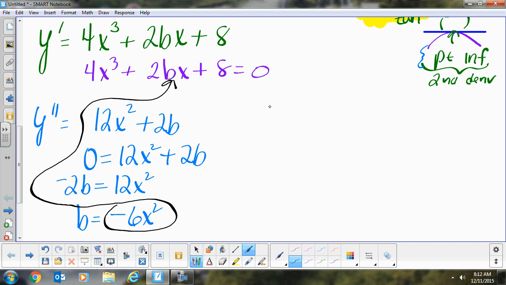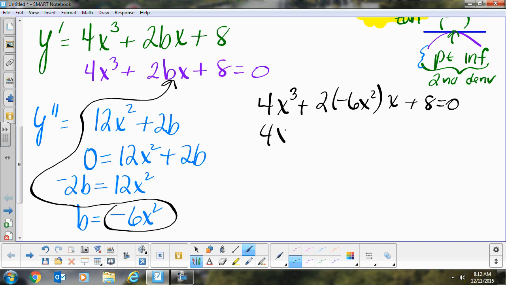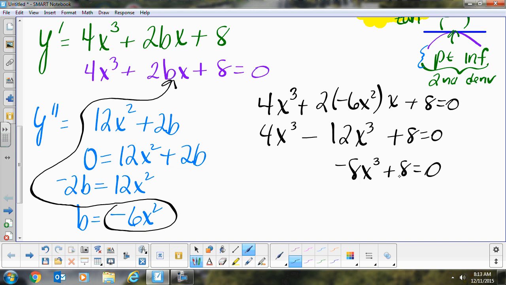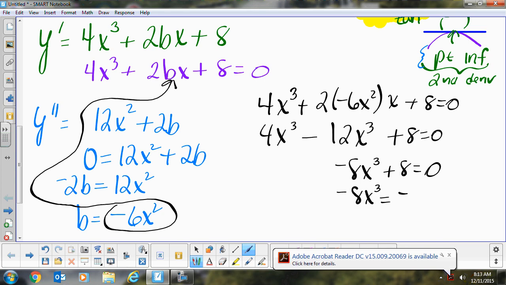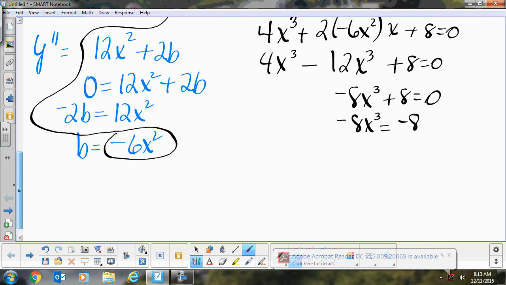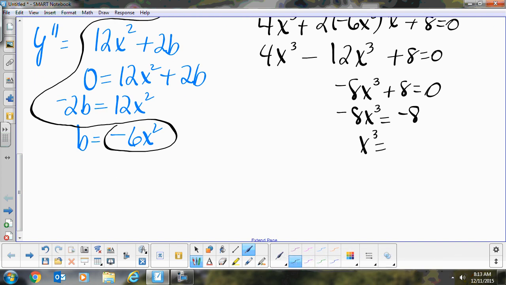Yes. So now this equation is going to become 4x cubed plus 2 times negative 6x squared. That's the b part. And then there's another x plus 8 equals 0. So I have 4x cubed minus 12x cubed plus 8 equals 0. So we have negative 8x cubed plus 8 equals 0. Heather, how do we solve? So we have negative 8x cubed equals negative 8, then what? So x cubed equals 1. Now what?